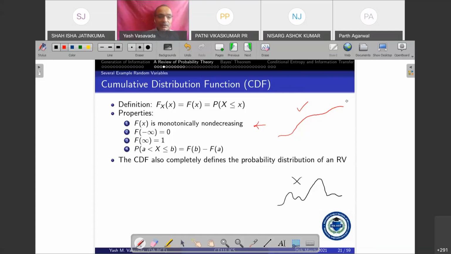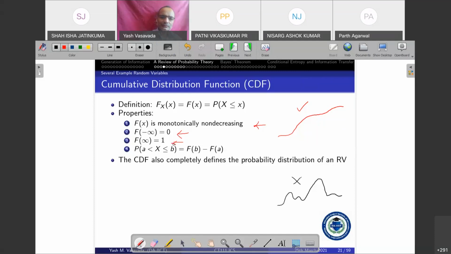And if you examine the value of CDF at negative infinity, no matter what random variable it is, no matter what informative source it is, the value is going to be always 0. And the value at positive infinity is going to be always 1. Can anybody say why f of minus infinity is 0 and f of infinity is 1?